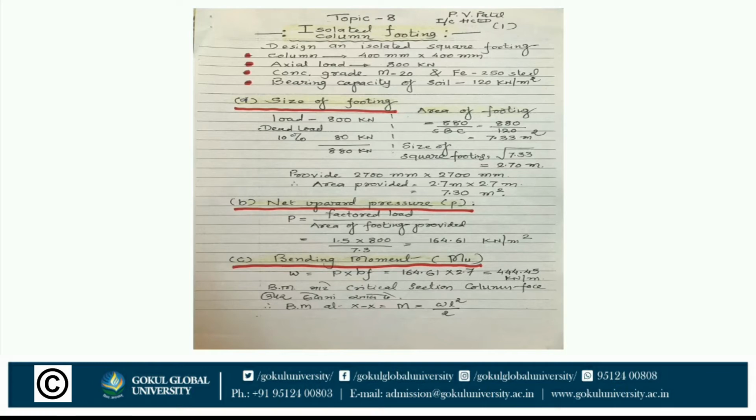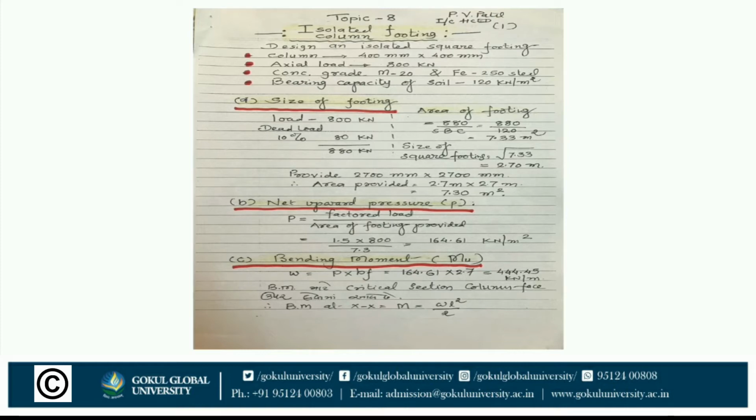Now upward pressure P. P will be factored load upon area of footing. Factored load will be 1.5 times of axial load, 1.5 into 800 upon area of footing, which is 164.61 kilonewton per square meter.